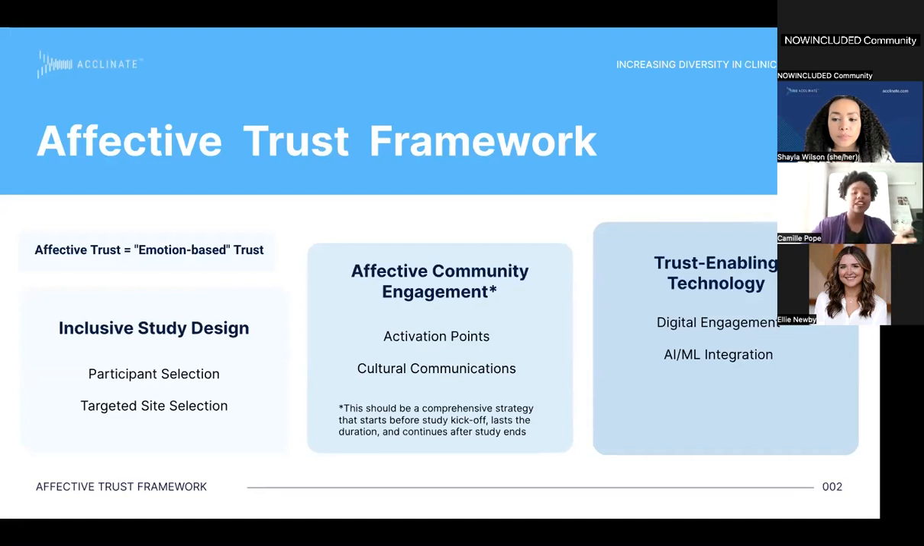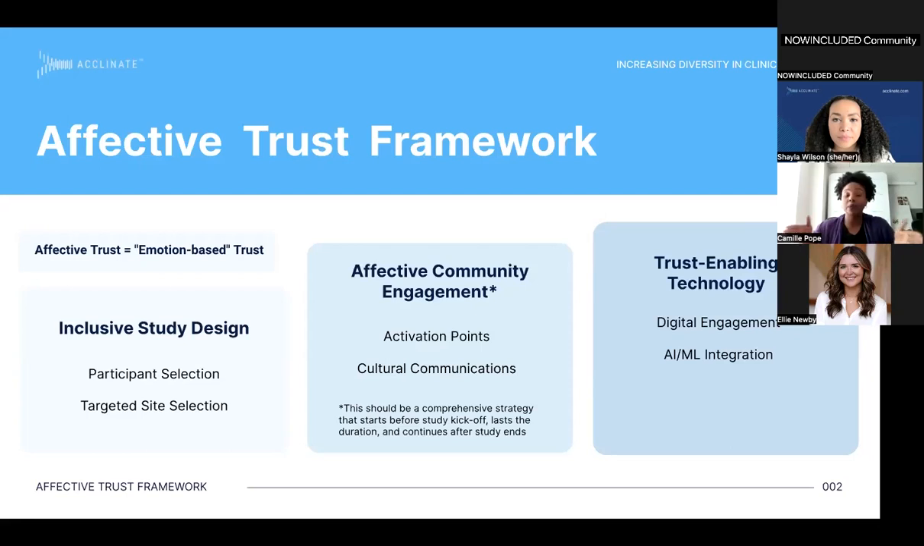And the opposite of affective trust is cognitive trust. And we feel like research sponsors have leaned a bit too much on cognitive trust, which is based on just logic and just rationale, in order to try and engage communities of color, and really haven't been successful. And so we built a whole framework around how to lean into affective trust to better engage communities of color. And so just a quick refresher before we jump into the best practices on the affective trust framework.